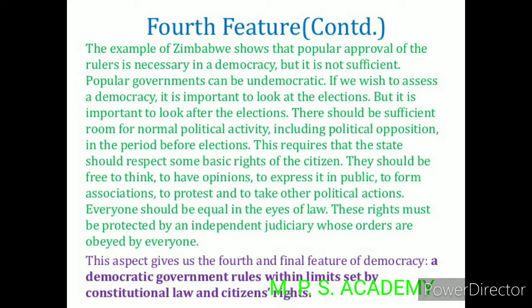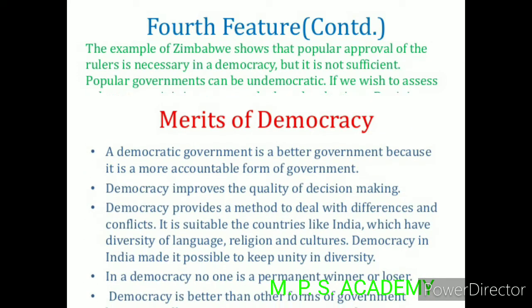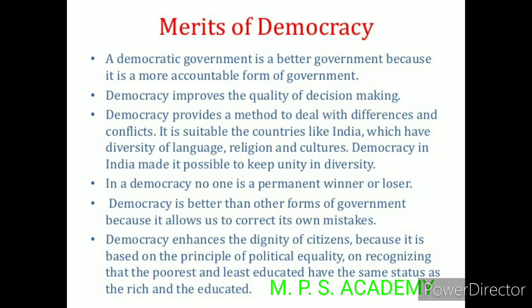So in this aspect, we have the fourth feature, and that is a democratic government rules within limits set by constitutional law and citizens' rights. Now we will talk about the merits of democracy. A democratic government is better government because it is a more accountable form of government. Democracy improves the quality of decision making.